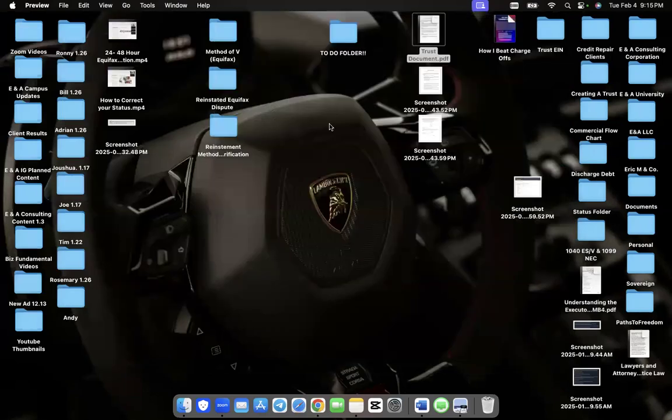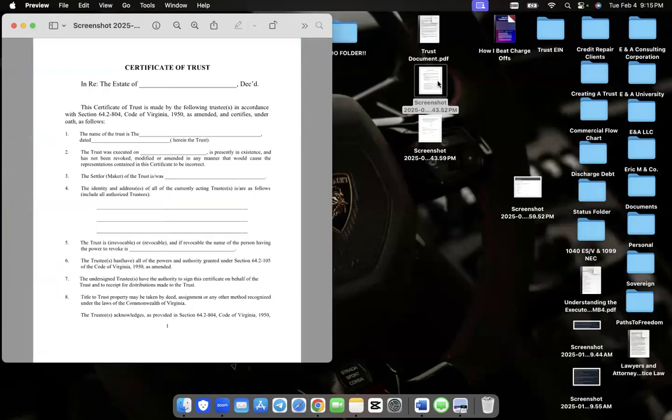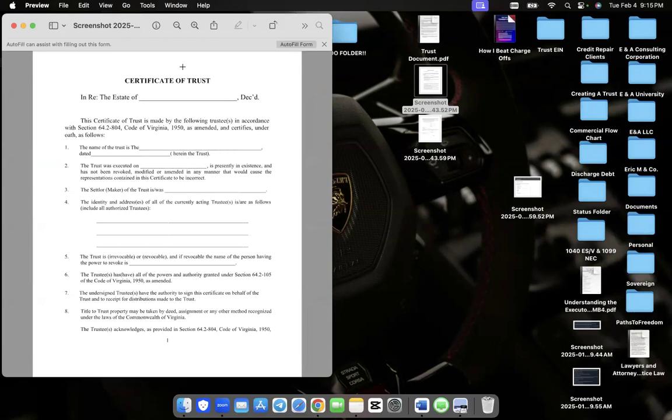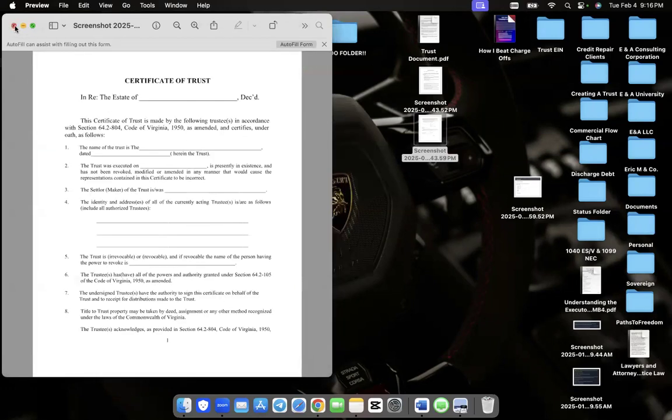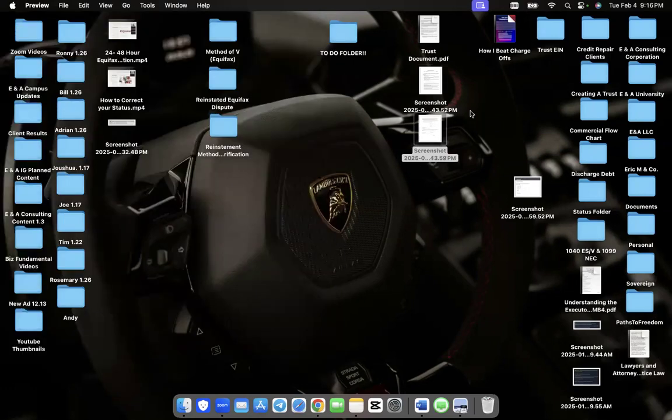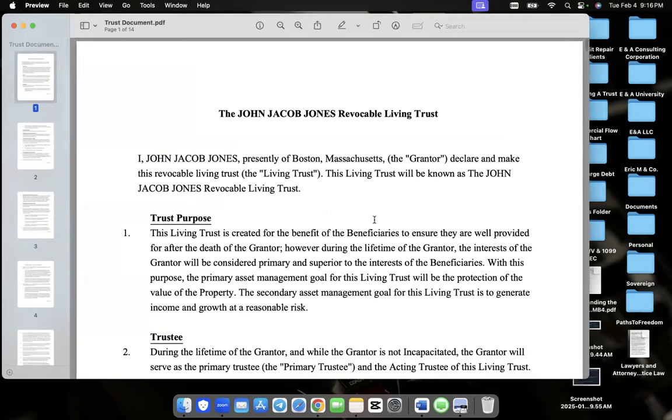My goal is to give you guys the blueprint, like hand it all over to you. Now, I also posted this example of a certificate of trust, what a certificate of trust looks like, because this is what you can present to the public. This is what other people can really see. You can send this to the Secretary of State or the Attorney General's office, but these other documents you cannot.